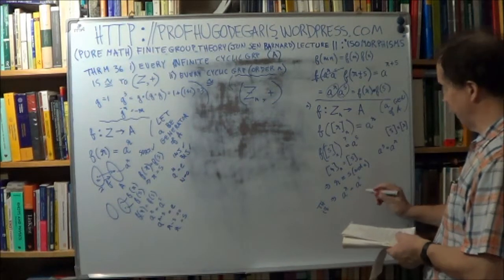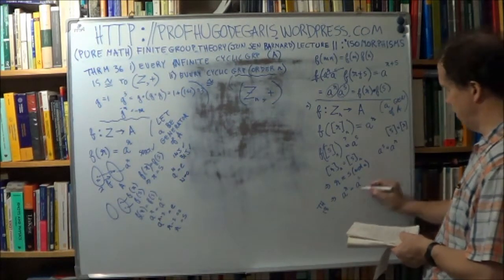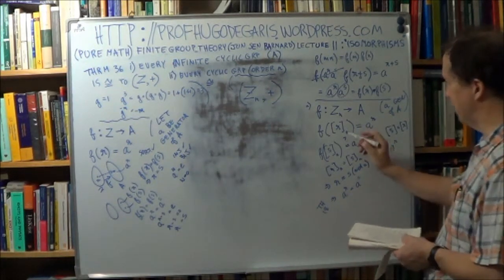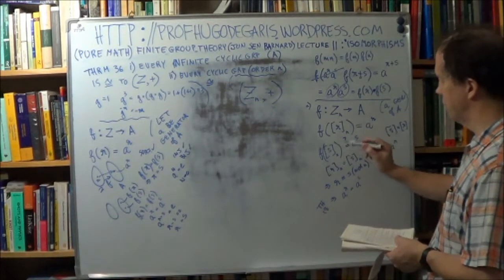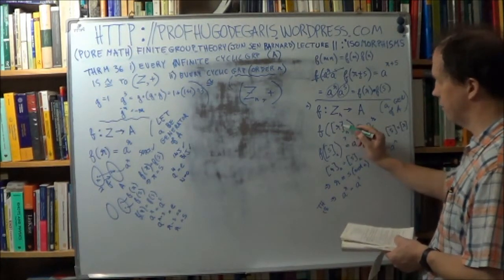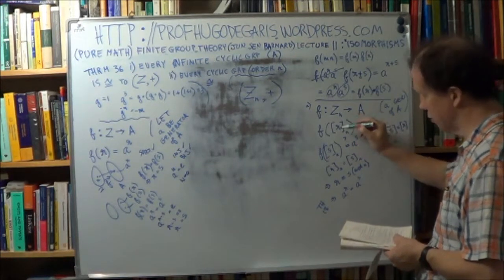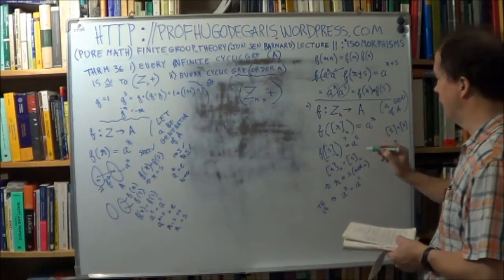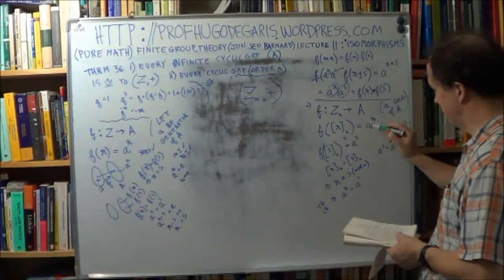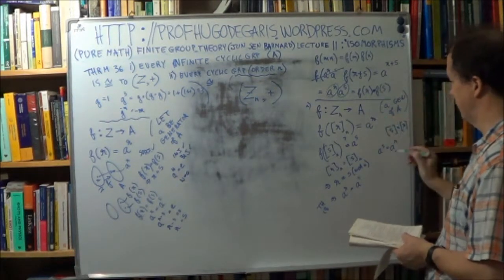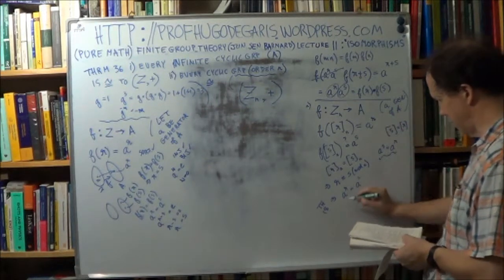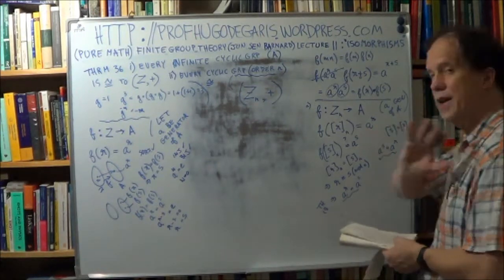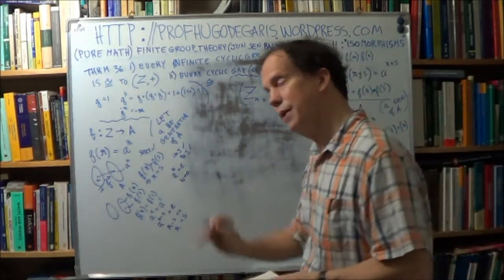So it's well defined. We've shown that if R and S are congruent, then f of either residue class R or S mod n gives you a to the R. So if it's a to the S, it equals a to the R. We proved that, so it's well defined. Okay, so that's the first part.